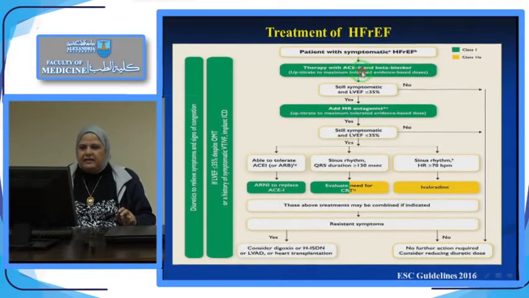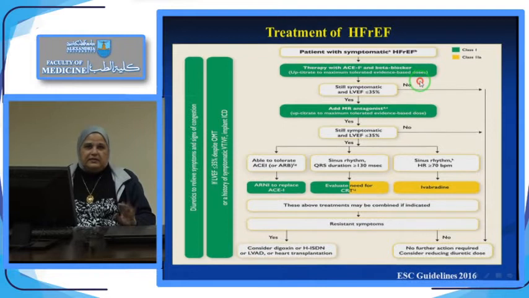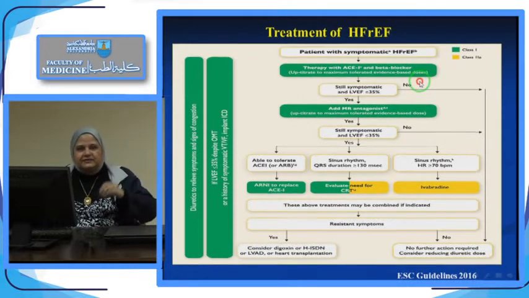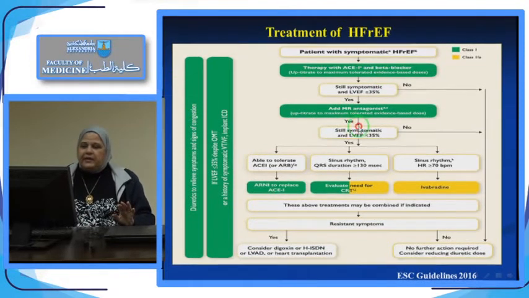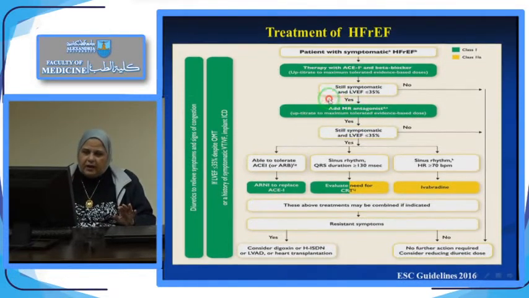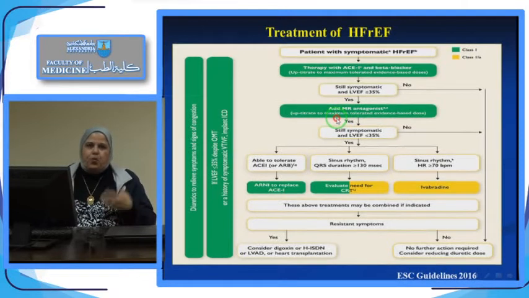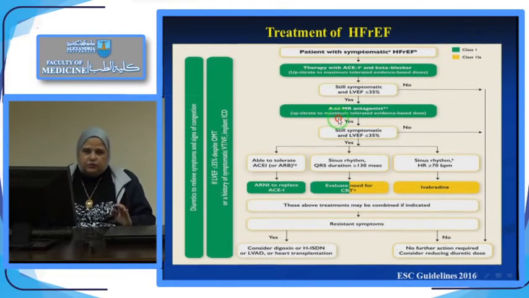The therapy with ACE inhibitors plus beta blocker. These are the basics which decrease mortality as well as decrease morbidity, both. If the patient is not improved on the ACE and beta blocker plus diuretic, we can add MRA. MRA is mineralocorticoid antagonists. The MRA may support the other medication which is not effective at all.